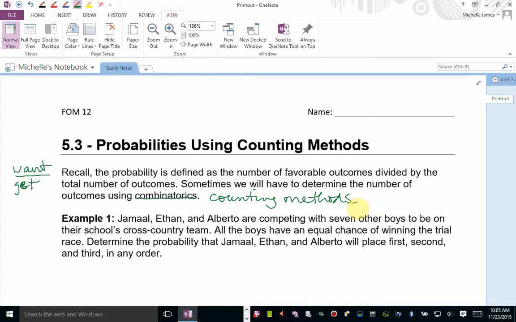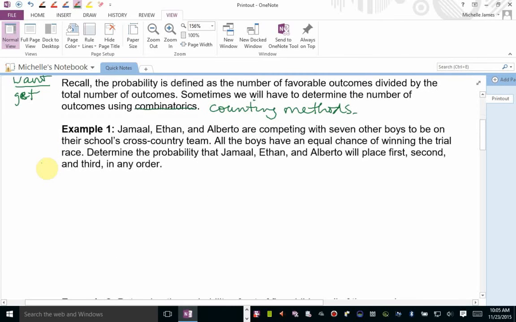So example number 1, we have Jamal, Ethan, and Alberto. They are competing with 7 other boys to be on their school's cross-country team. All the boys have an equal chance of winning the trial race. Determine the probability that Jamal, Ethan, and Alberto will place first, second, and third in any order.